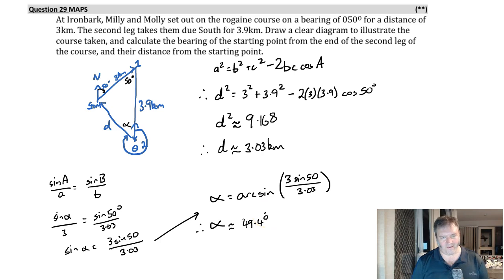So approximately 49.4 degrees. Does that seem reasonable? Well, it's got to be pretty close to 50 and slightly less than 50. This length was slightly more than 3, and the angle was 50, so this is 3 instead of slightly more than 3, so it should be slightly less than 50. 49.4 sounds good. Am I done? No. What did it say they asked us for? The bearing of the starting point from the end of the second leg. So we finish off, well, so therefore the bearing is going to be what?